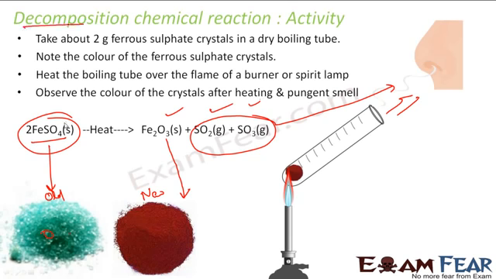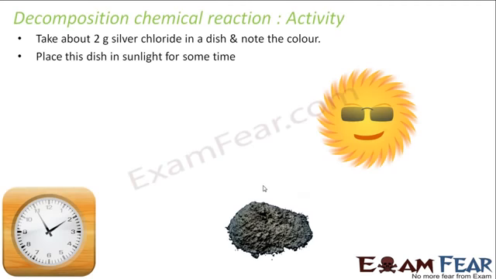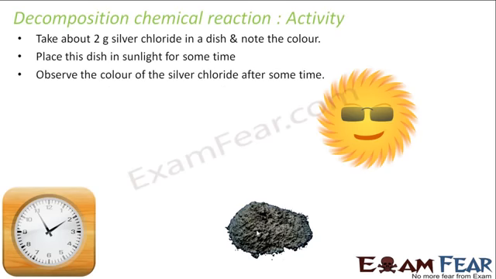We'll take one more activity. We take 2 grams of silver chloride. This is silver chloride, and we'll note the color. We'll put this in the sun for some time, with a stopwatch. Maybe after 1 hour we see that the color changes. It was white, it became gray, right? So let's see the color change.